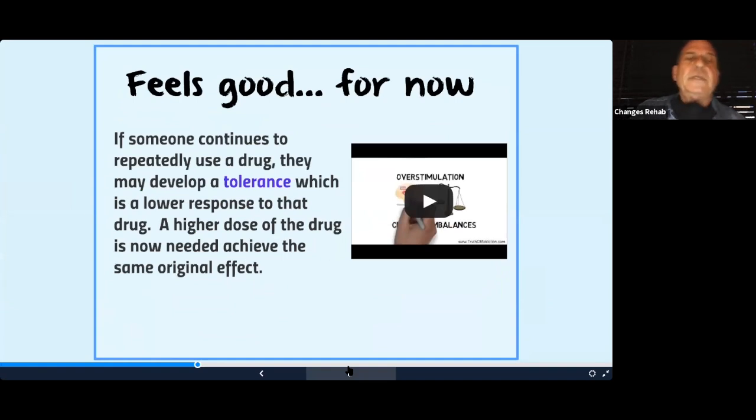If someone continues to repeatedly use drugs, they may develop a tolerance, which is a lower response to that drug. So a higher dose of the drug is needed to achieve the same original effects. And that's with the reward system. The body tries to balance it out and level it so that we have a balance. But we actually get this tolerance, so we've got to use more and more of the drugs.